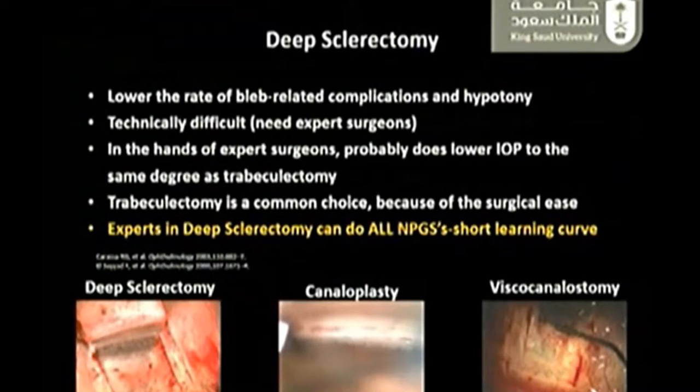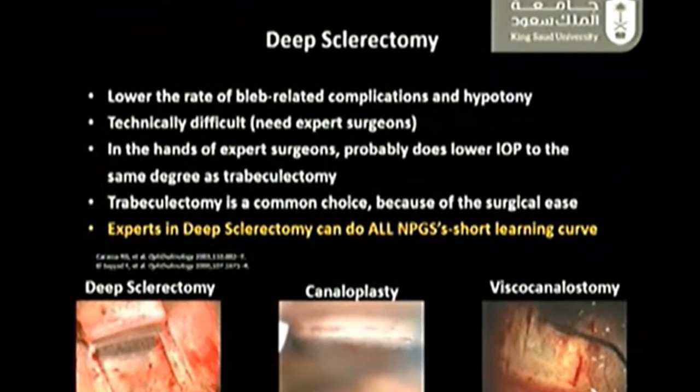It's said to be technically difficult and to need an expert surgeon, but the learning curve is actually short. That was the initial belief when people started doing deep sclerectomy. They think it's very difficult and you need very stable hands, but once you do one or two or three cases, you can run on your own. So saying it's technically difficult and needs an expert surgeon is completely wrong. Those who are familiar with trabeculectomy can definitely do deep sclerectomy.